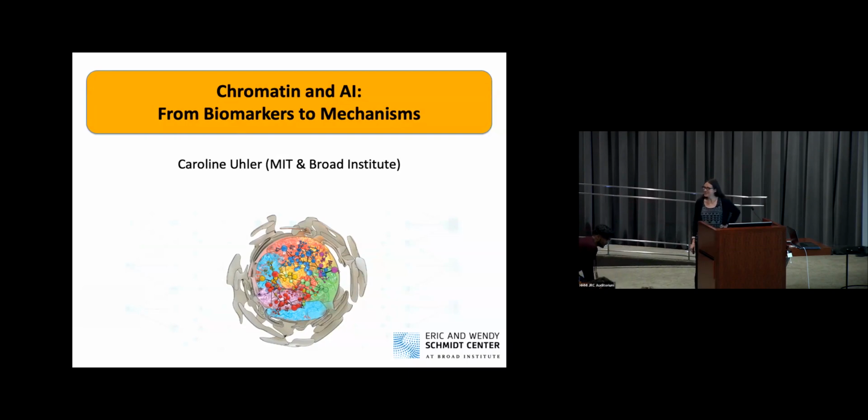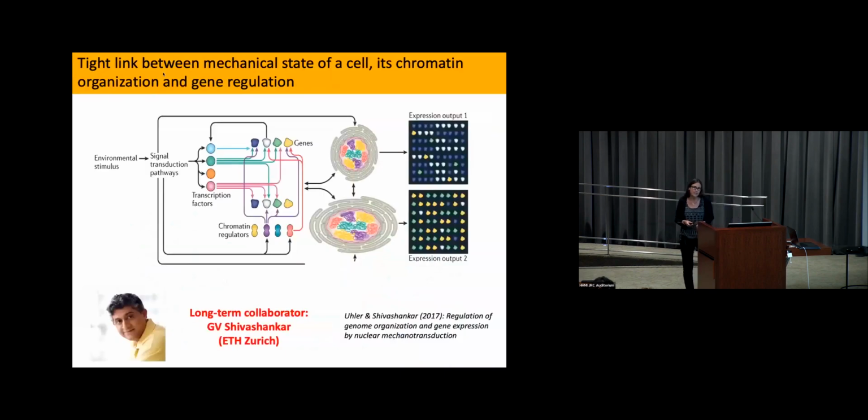It has been a really exciting workshop so far. I'd like to tell you a little bit about our thinking and some of the results around the tight link between the mechanical state of a cell or cell shape, the chromatin state of a cell, and gene expression, gene regulation. A lot of this work is in collaboration with a long-term collaborator, G.B. Shivashankar's lab on the experimental side at ETH Zurich.